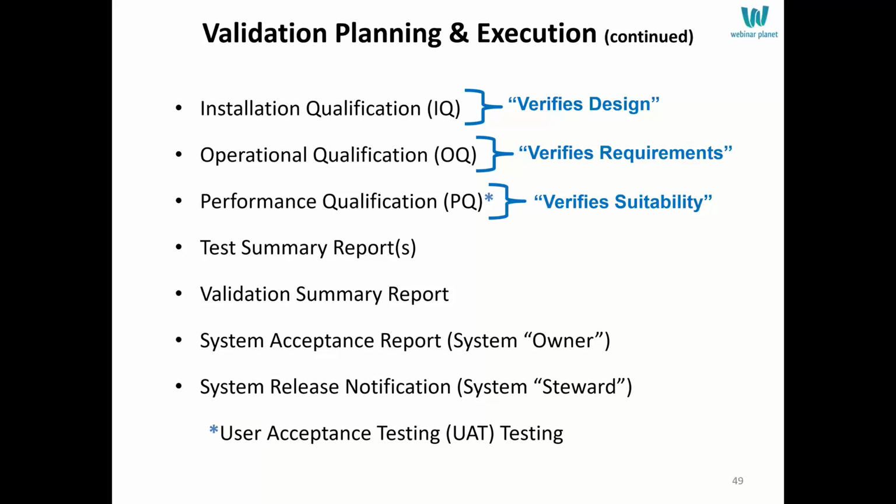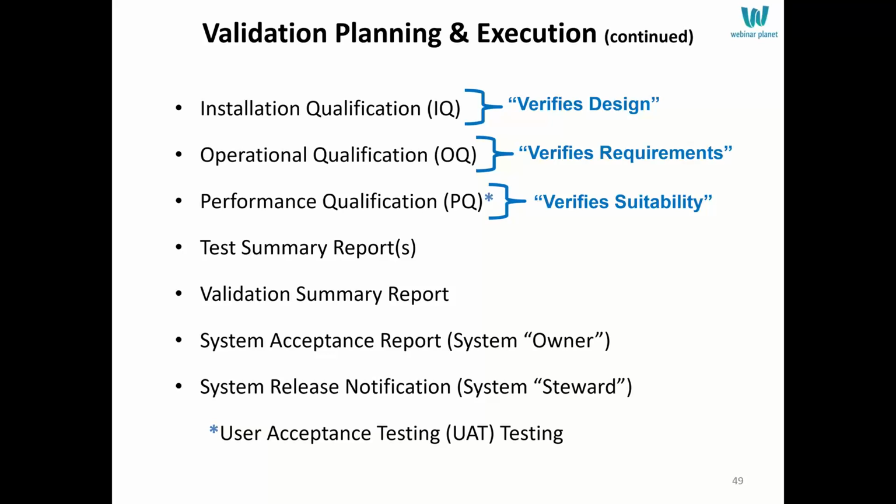And then a validation summary report, overall saying you followed everything to plan and it all worked out fine, or there were deviations and this is how you handled them, and as a result, you come to a conclusion about the validated state of your system.